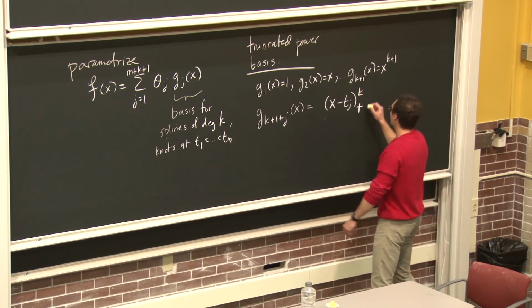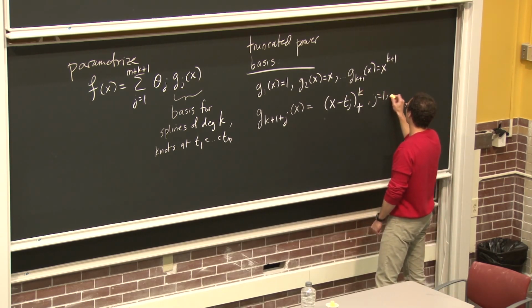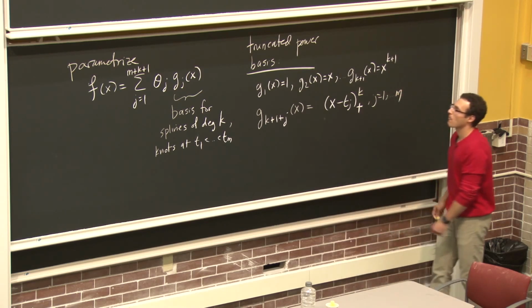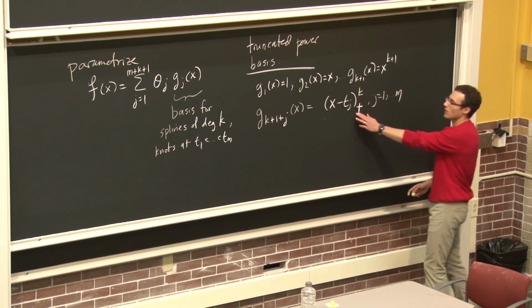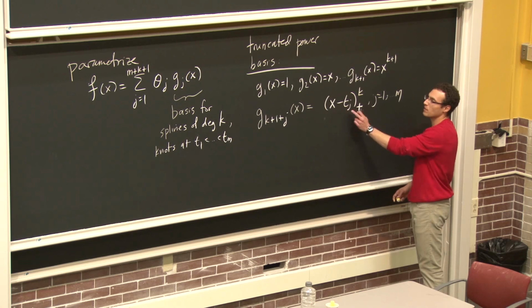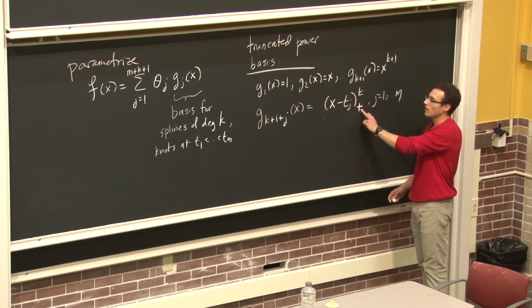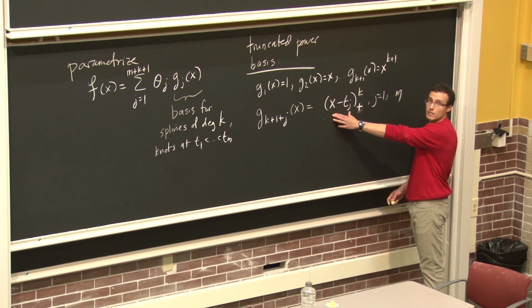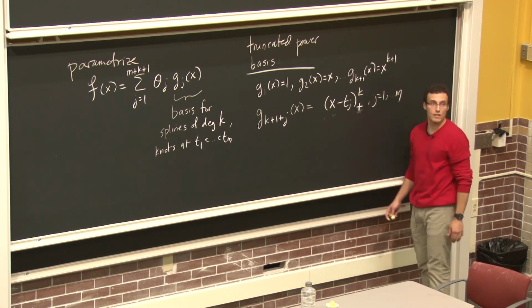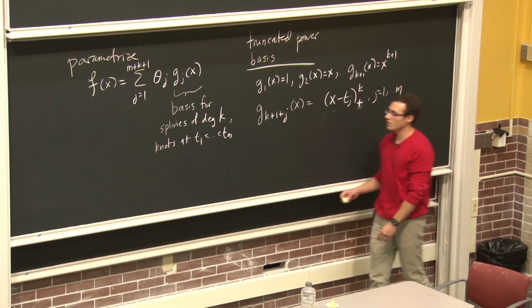So for all j going between 1 and m. This notation means I take x, I compare it to the jth knot, and I take the positive part, which means that if x is smaller than t_j, I just set this to 0. If x is bigger than t_j, then I just get x minus t_j, and then I raise that to the power of k.